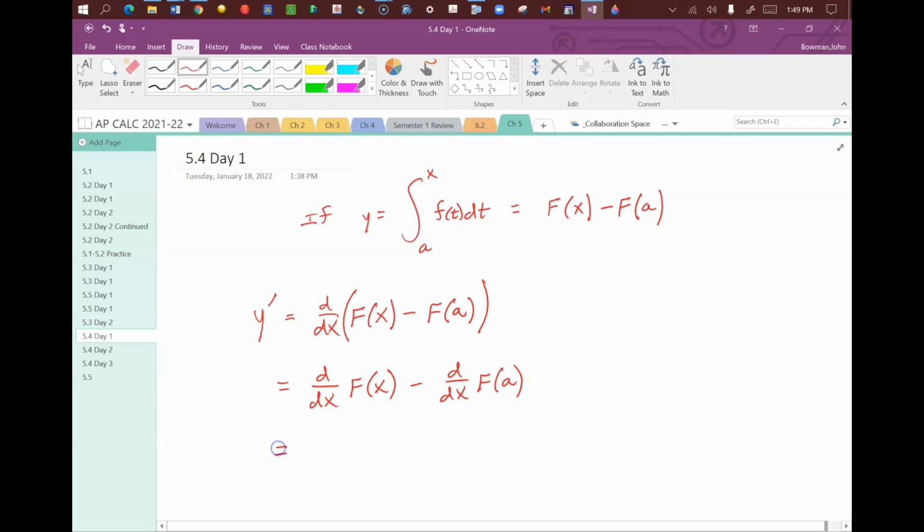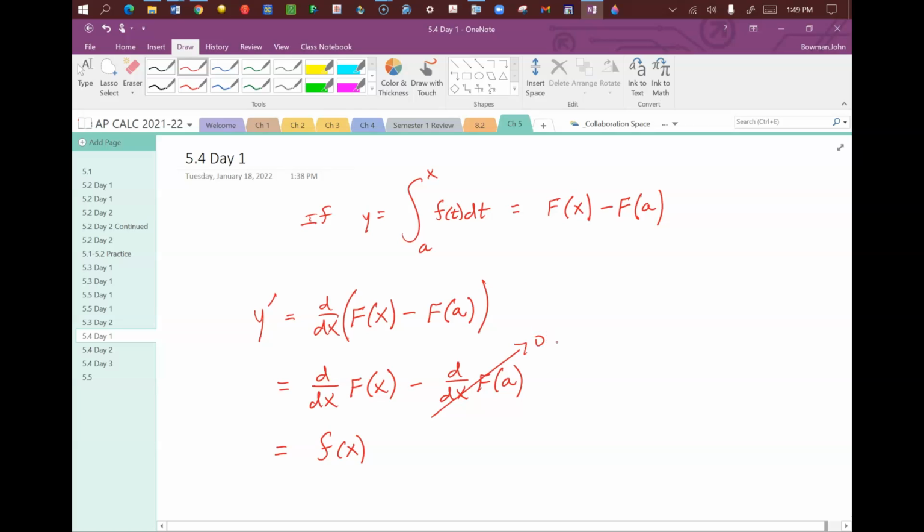Well, the derivative of the antiderivative of f at x is simply going to be f of x. The derivative of the antiderivative of f at a is going to be 0. Why is that? Because big F evaluated at a is going to be some constant that we don't know, but we know the derivative of a constant is 0. So that's equal to 0.